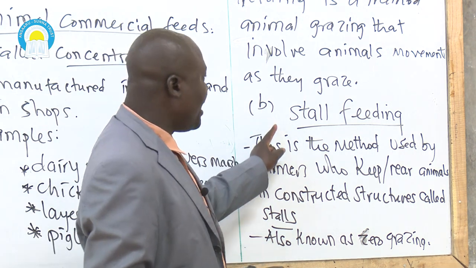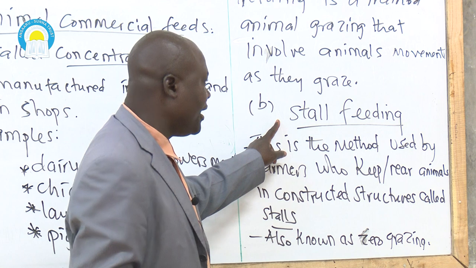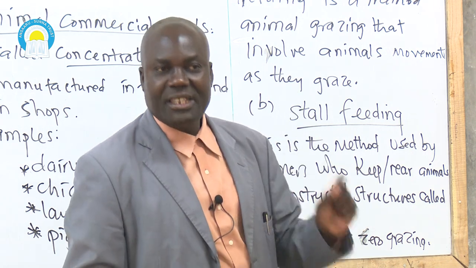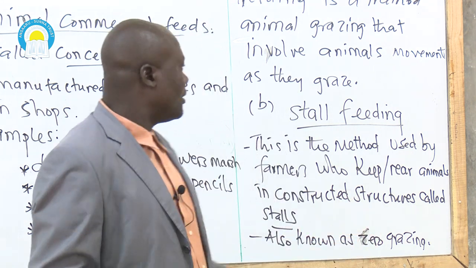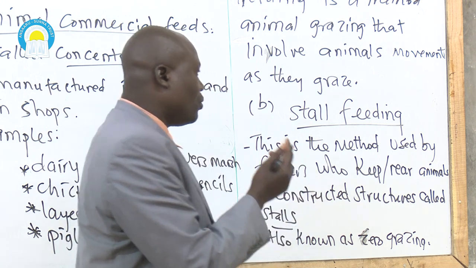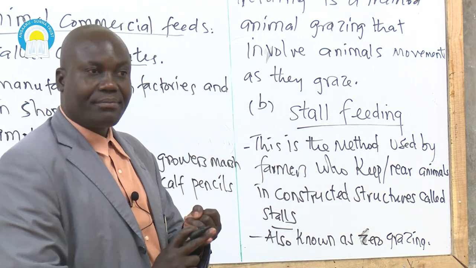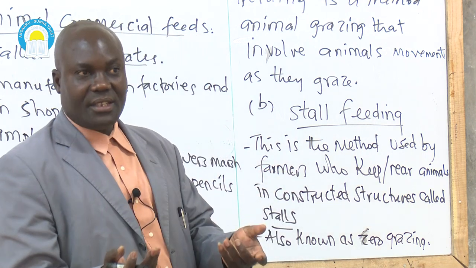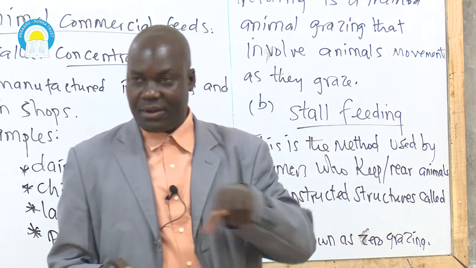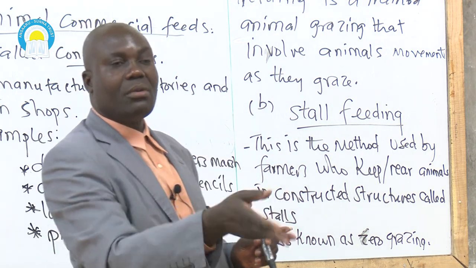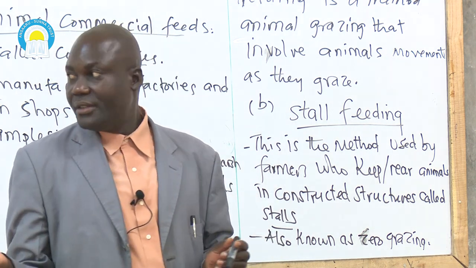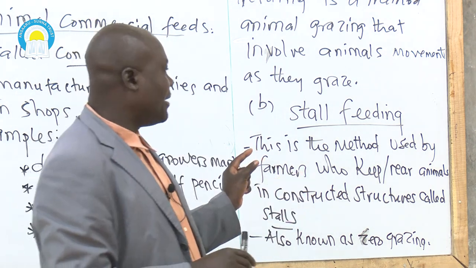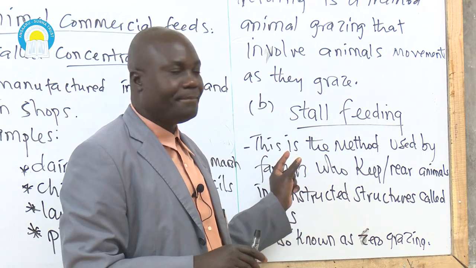However, the main disadvantage of stall feeding is it's very expensive to start. Because one, you have to build the house. Two, you must have money to provide feeds. Animals will not be moving around, but you give the animal food, and that food must be bought. So that's the most disadvantage of stall feeding.